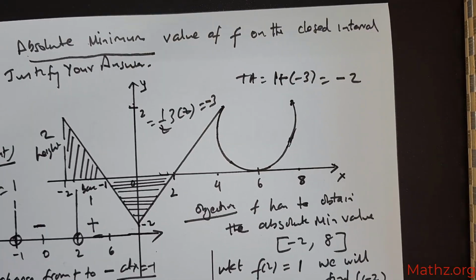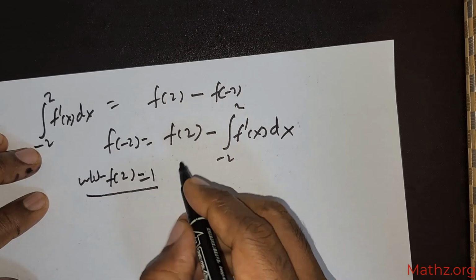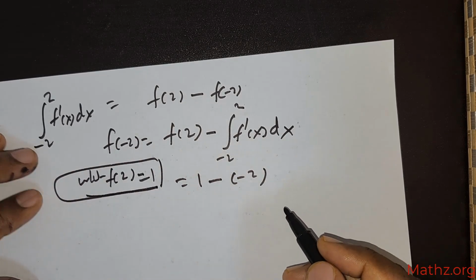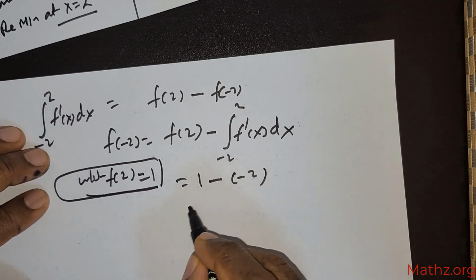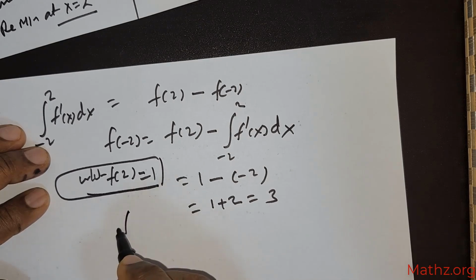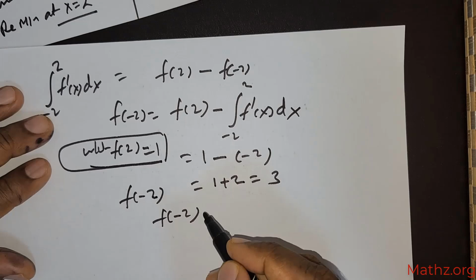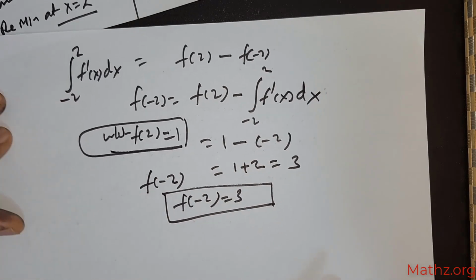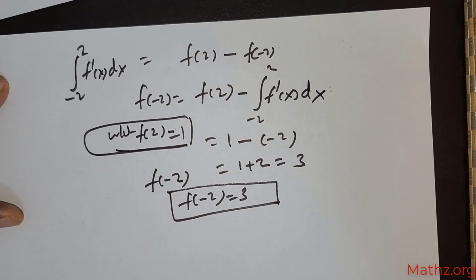So take that value, negative 2, and place it over here. So this is equal to 1 minus negative 2, that is going to give me 1 plus 2, which is equal to 3. So f of negative 2 is equal to 3. So you put a box. Okay, now let's move on.